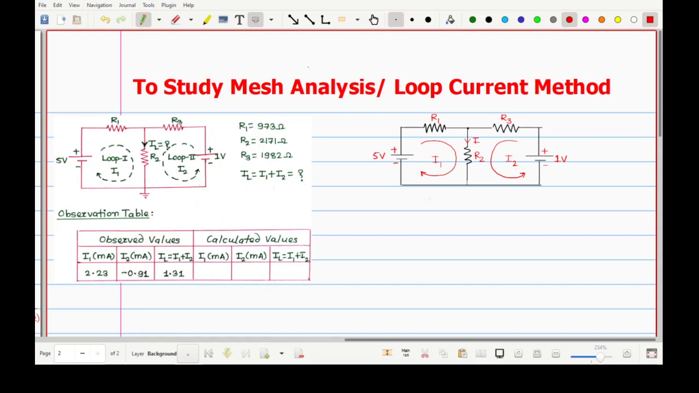Okay, so what current are we getting over here? I1 plus I2. Okay, and now we will indicate the polarities of voltage drop. So this is the positive plate of 5 volt and negative plate. So voltage polarities are fixed.